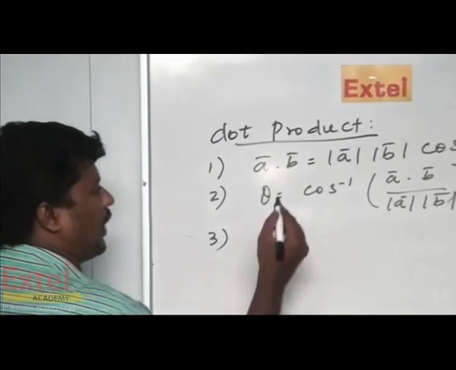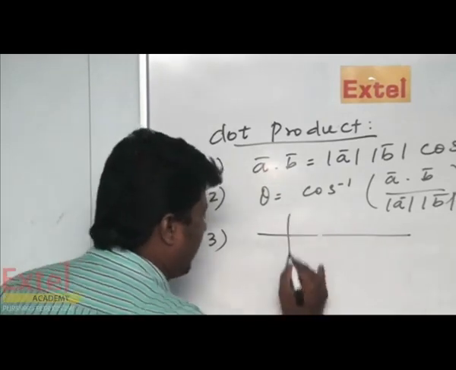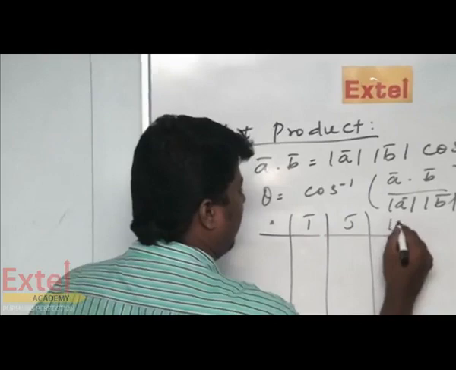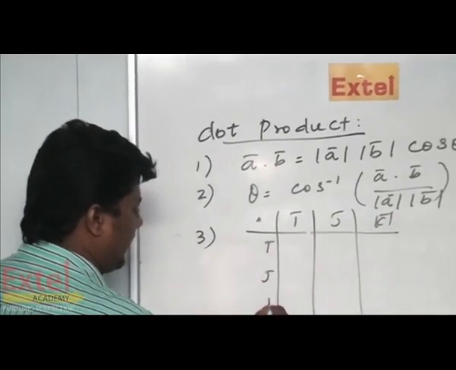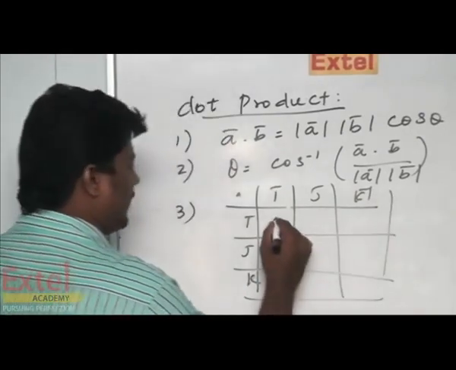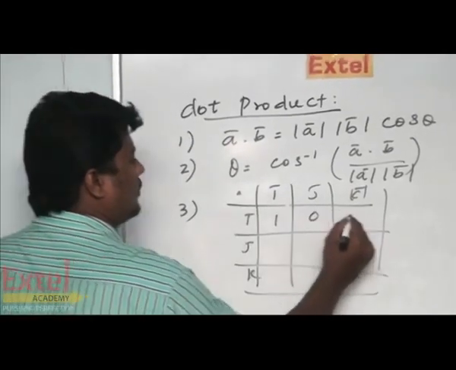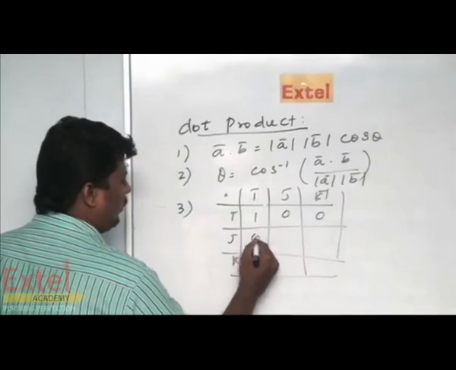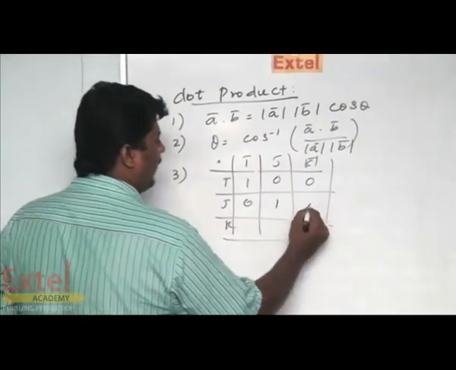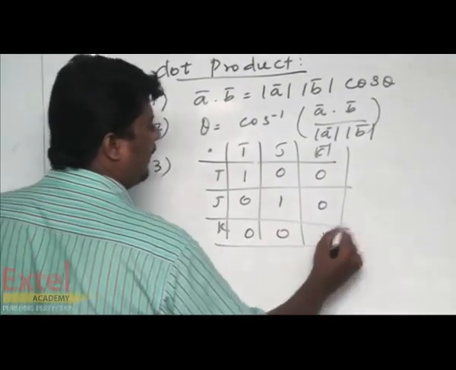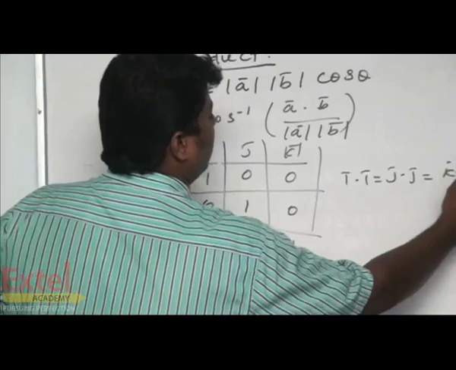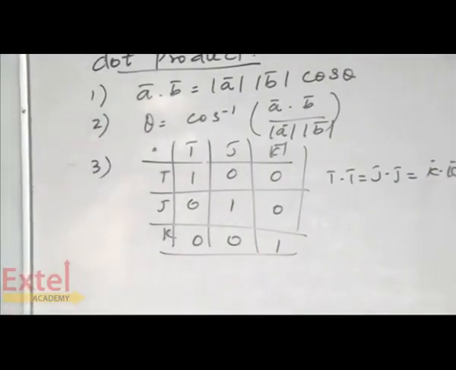Next, the properties of the dot product with i, j, k: i dot j equals 0, j dot k equals 0, k dot i equals 0, and i dot i, j dot j, k dot k each equal 1. This is the property of the dot product. I can say i dot i equals j dot j equals k dot k equals 1.